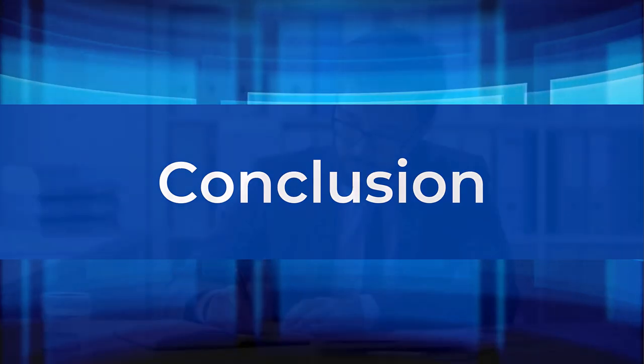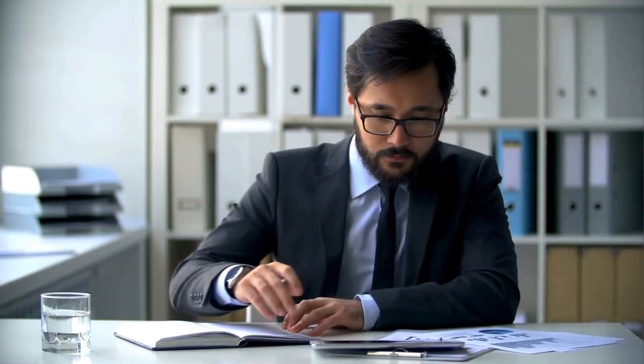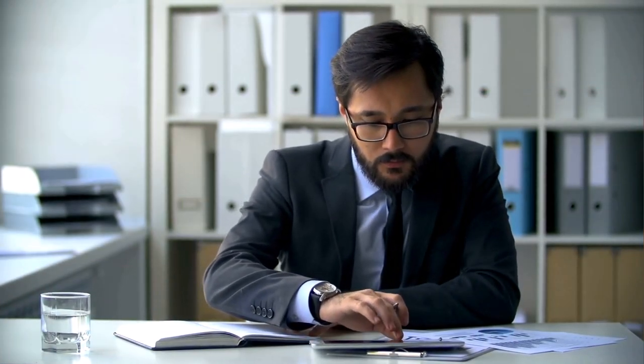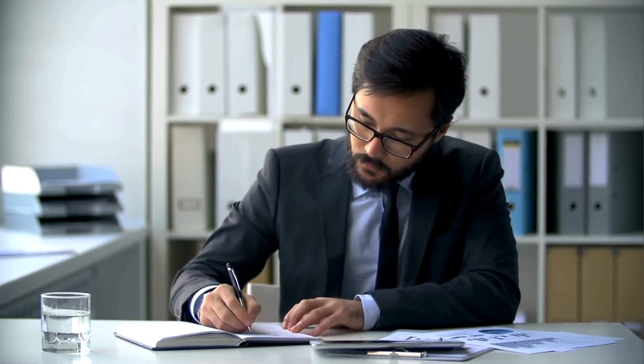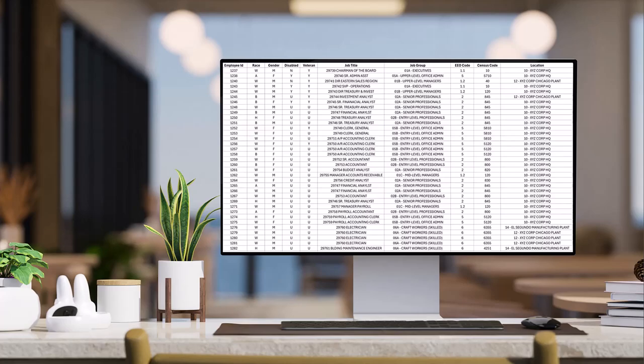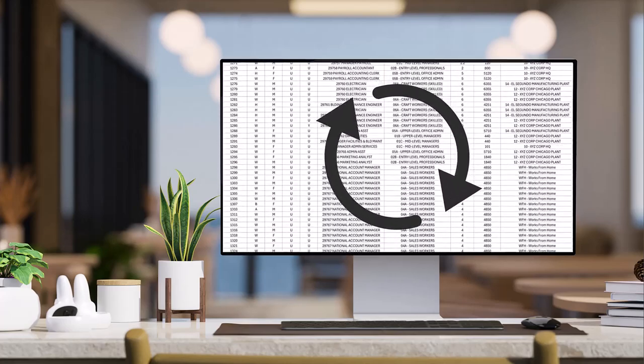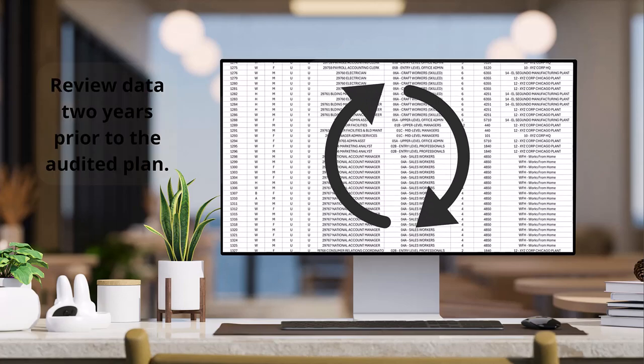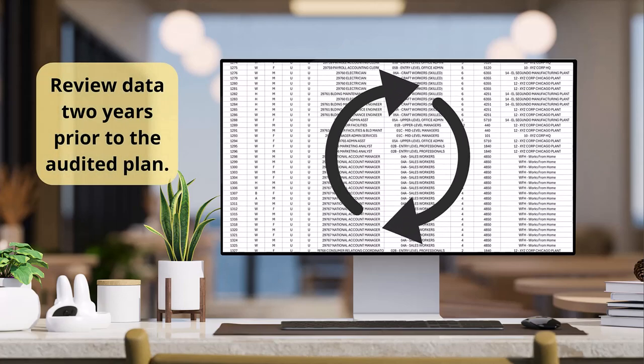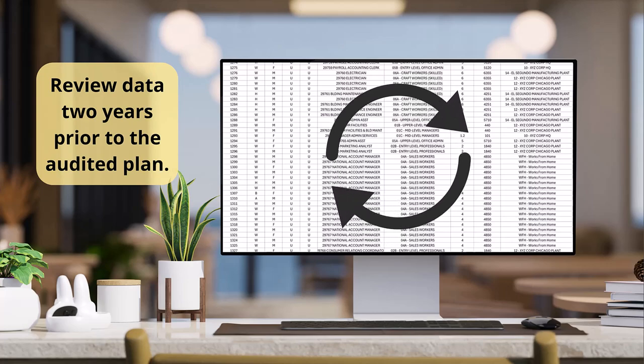Each year, many federal contractors and subcontractors are subject to an audit by the OFCCP, making data integrity crucial for compliance. Your data must be accurate year-round to be ready for any audit and to address any discrepancies promptly. This includes ensuring that your affirmative action plan and data are regularly updated and accurate. Additionally, be prepared to review your data 2 years prior to the audited plan, as this data may be requested during an audit as well.